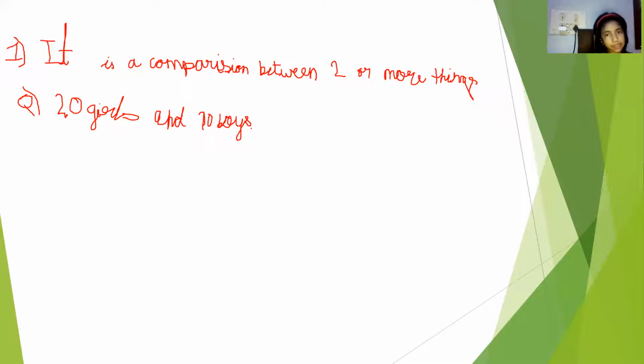Okay, as you can see, this ratio is very important, and in ratio there's one part which is super important: reading the question neatly. They're telling us there are 20 girls and 10 boys. Now find the ratio of girls to boys.